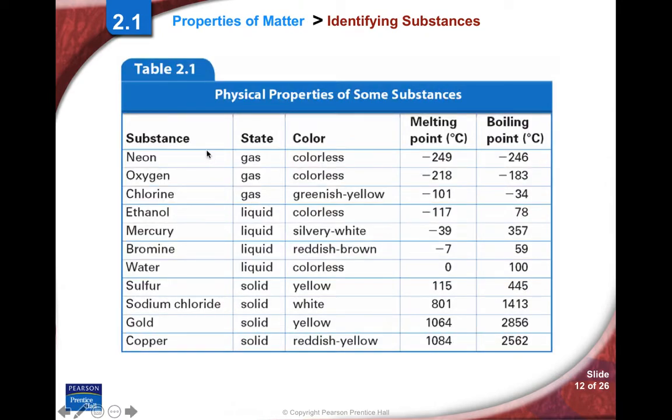So here are some gases up at the top, and then some sodium chloride is a compound, but these are, of course, sulfur, gold, and copper are elements. So there are some gases that have colors, but a lot of them are colorless. There are some liquids that have colors, but a lot of them are colorless. Almost all the metals are silver and shiny in color and reflection, but that doesn't help us identify them necessarily.